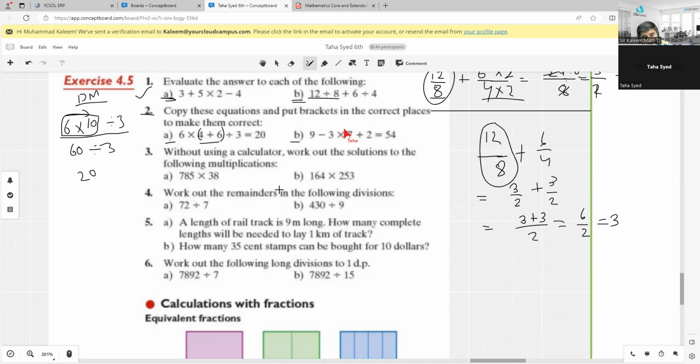The work that you did in the first question applies here, and also 9 and 3. This is also wrong. So I need to put one here also, and here. So 6 times 9 becomes 54, right? Yes. Okay. Next, you have to solve question number 3.